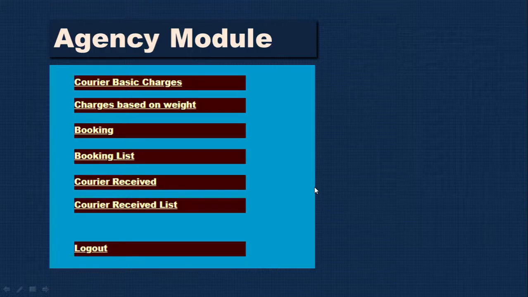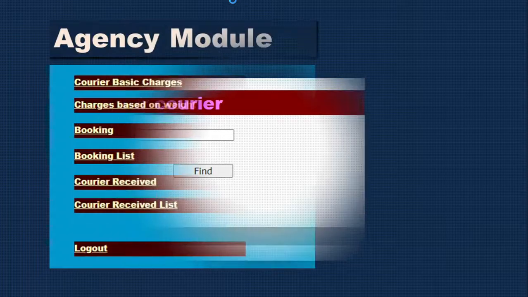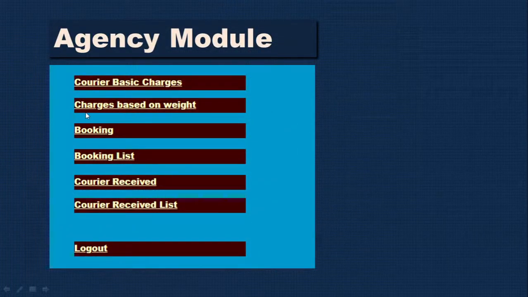So next is the agency model. This is important. Here are the basic charges, so they are able to see what the charges are based on the weight. This is already entered in the admin, so even the agency can see it. Therefore it's easy for them to advise the customer what the charges are.